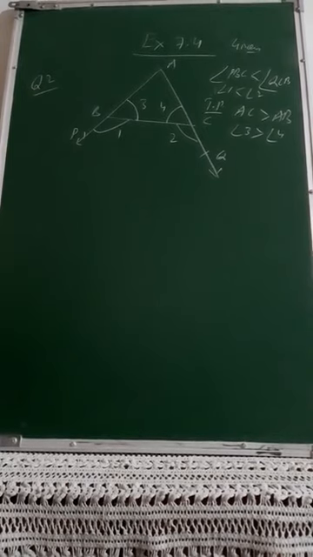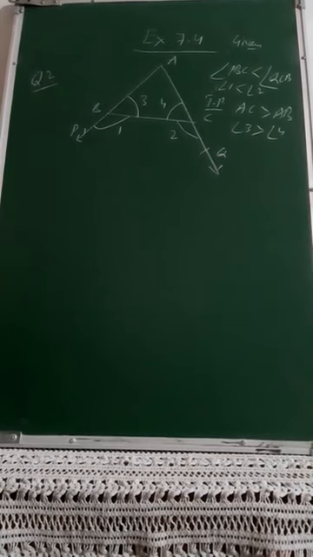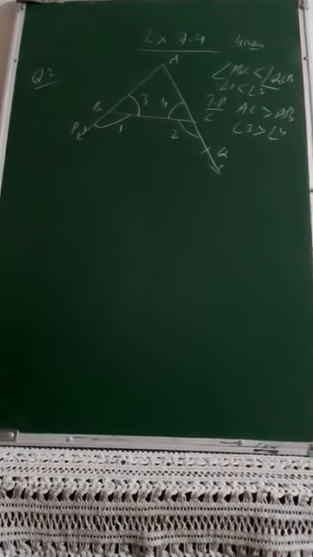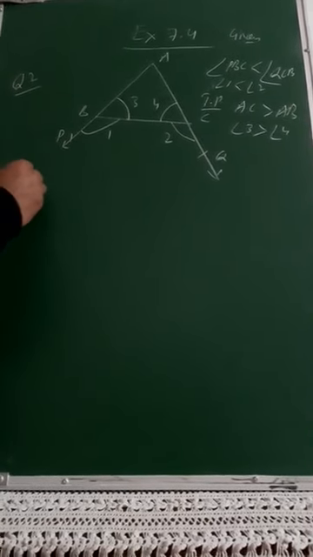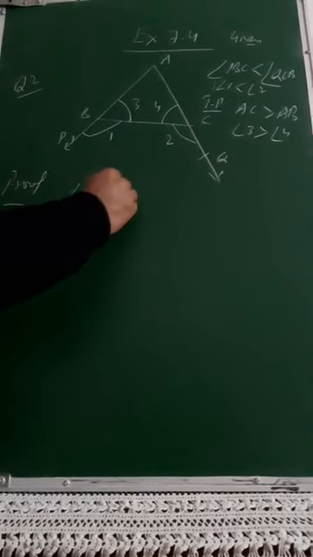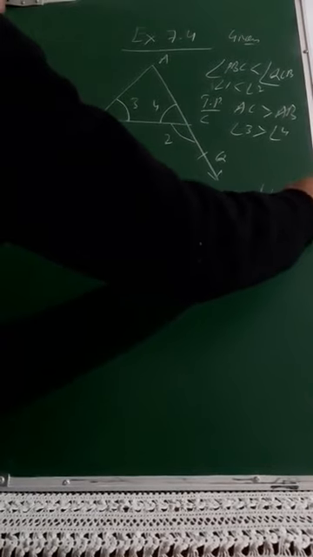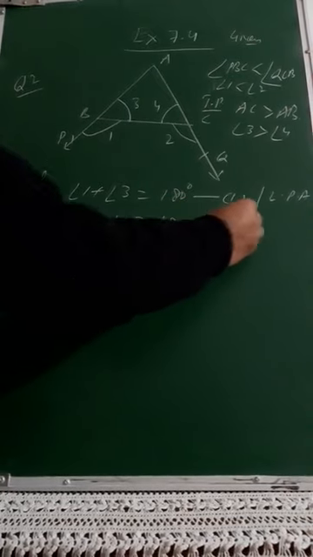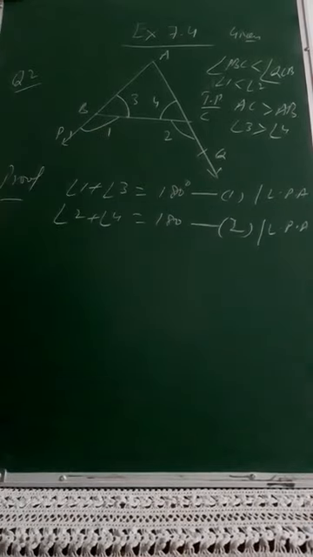So let us start. What is the clue available with us to start with the answer? As it is given that 1 is less than 2, on behalf of this I need to prove 3 is greater than 4. First of all we need to see what relationship I can establish between these angles. In my proof, angle 1 plus angle 3 is equal to 180 degrees. Keep it number 1, and that is a linear pair. Similarly, angle 2 plus angle 4 is equal to 180 degrees. Again the reason is the linear pair axiom.